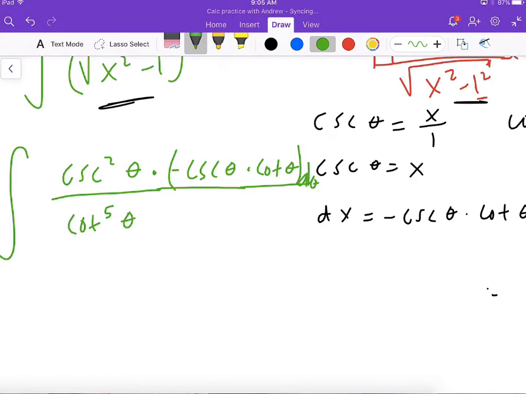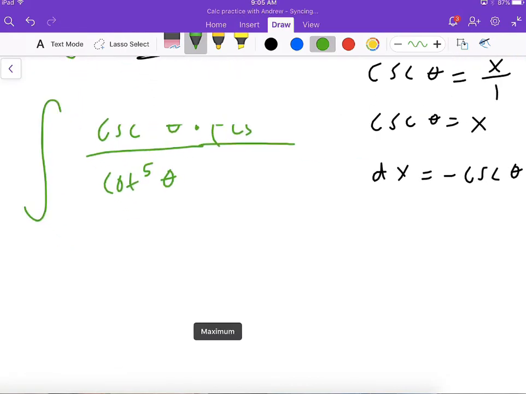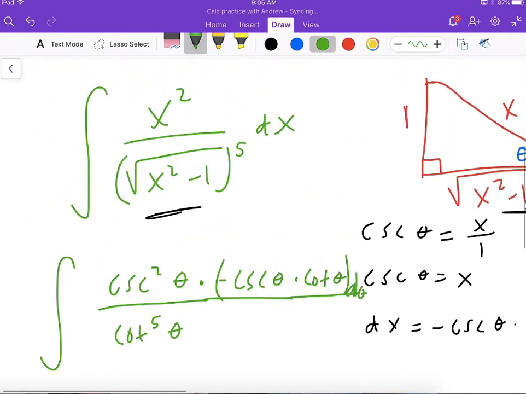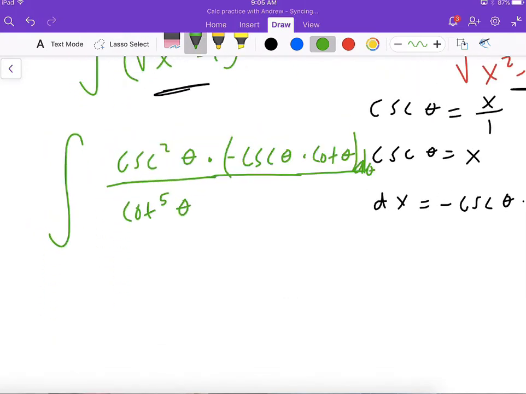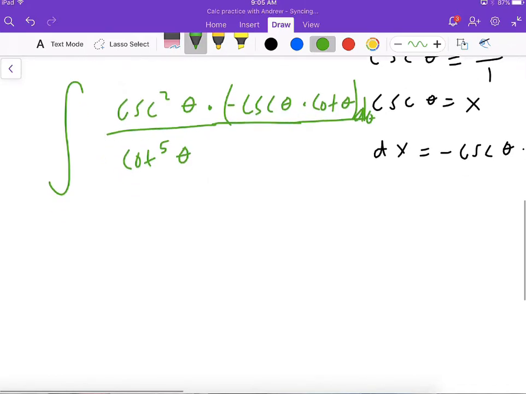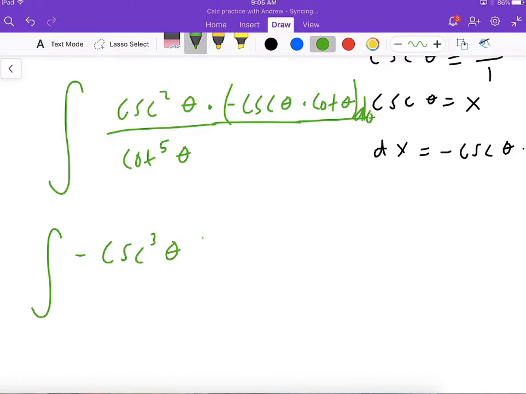Okay, so we have this, and it might look awful, but it actually looks a lot less awful than this thing did up here. Because now that we're in the realm of trigonometry, we can use a lot of simplifications and identities to clean this up a little bit. So I'm just going to rewrite this. These cosecants can combine, and then we'll have that negative on the outside. So this is going to be negative cosecant cubed theta times cotangent theta all over cotangent theta to the fifth.